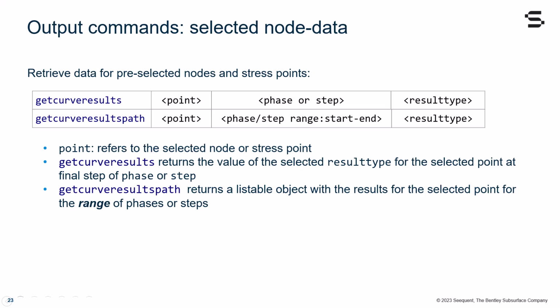The following two commands allow us to retrieve data for pre-selected nodes and stress points. The command syntax for both commands has the following parts. The command name, getCurveResults or getCurveResultsPath, the curve point which refers to the selected node or stress point, the phase or step information, and the requested result type. The getCurveResults returns the value of the selected result type for the selected point at the final step of that phase or the selected step. The getCurveResultsPath returns a listable object with the results for the selected point for the range of phases or steps.